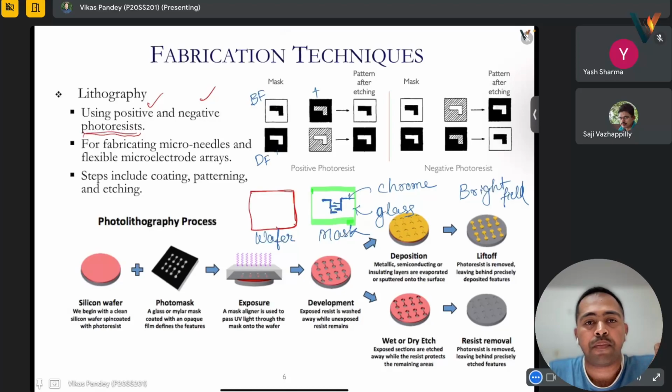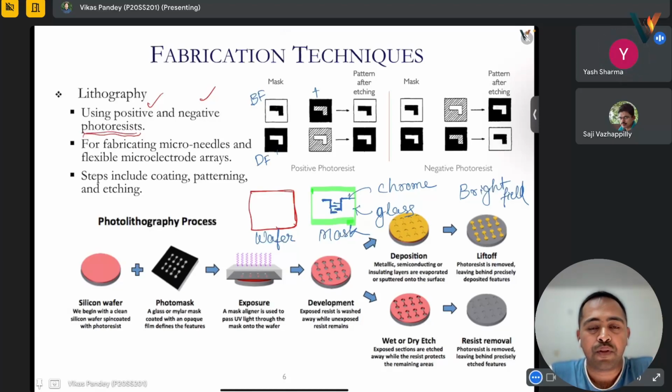Are you there? Yes, sir. So in case of positive, which area will get dissolved? Sir, not exposed. No, in case of positive, the exposed area gets dissolved.